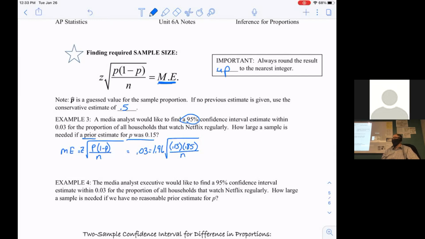Now your algebra skills have to take over. We're going to divide that 1.96 over. We're going to square both sides to get rid of the square root. We're going to trade places from numerator to denominator with n and that other quotient squared. And hopefully, if you do your order of operations correctly, we're going to get 544.2, which means that 545 people should be asked.